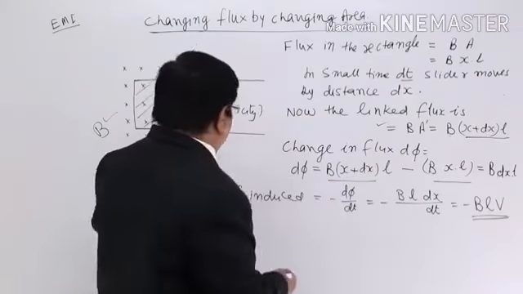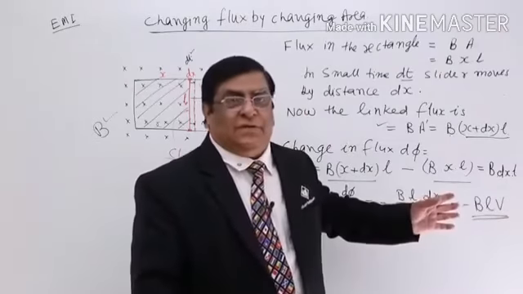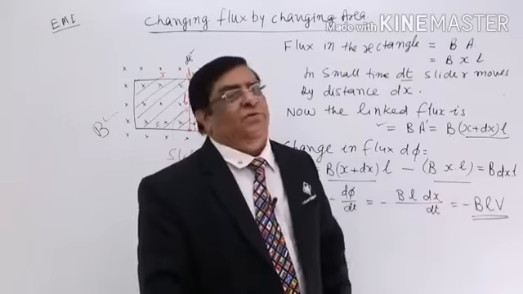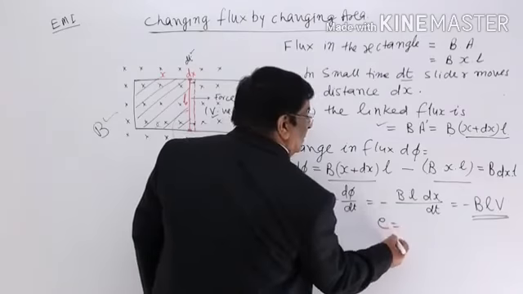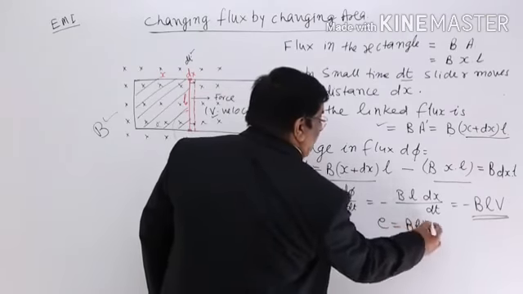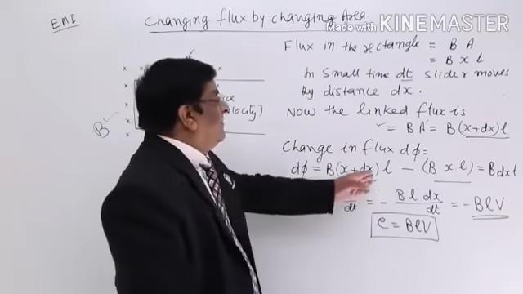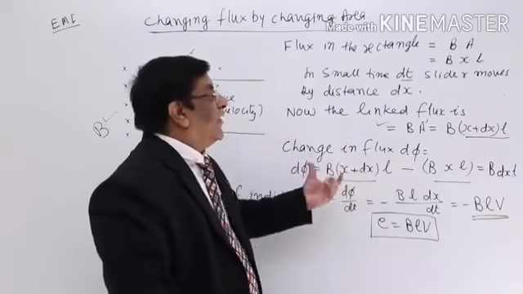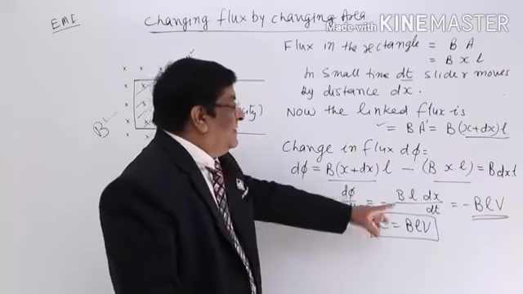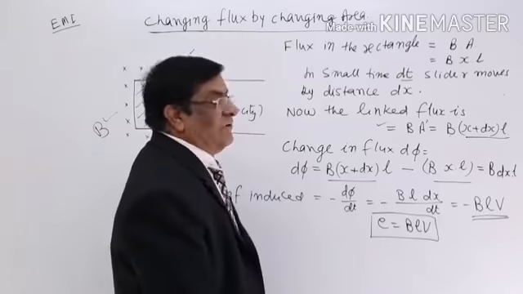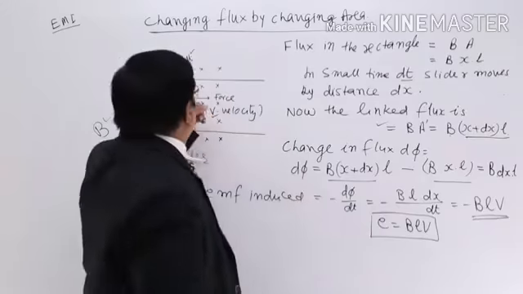This is the formula for the induced EMF, and this minus shows that it is opposite in direction, that is according to Lenz's law. So, what is the magnitude of the EMF? The answer: the magnitude of the EMF is BLv. Now, the direction will be decided according to which is more. We are concerned with the magnitude, and that is E equal to BLv. So, remember, this is the induced EMF.